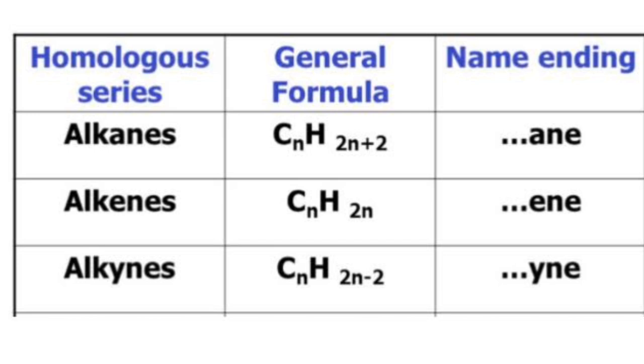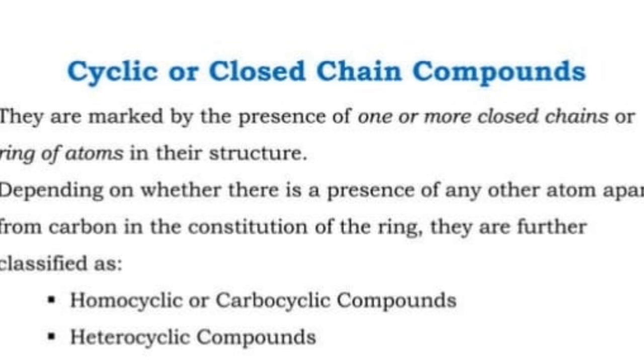Examples: ethyne, propyne, etc. Closed chain compounds are also referred to as cyclic or ring compounds. These are organic compounds wherein the carbon atoms are connected in a ring format or a closed chain format. These closed chain compounds are classified into homocyclic and heterocyclic.